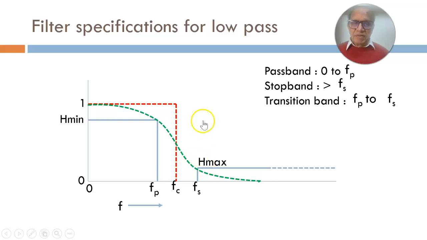So when a filter is to be designed, four important parameters must be specified. What are they? H minimum, H maximum, the edge of the pass band and the edge of the stop band. This FC can be defined at convenience. Usually it will be defined as the frequency at which the gain falls by 3 dB. So that is one way of specifying FC.